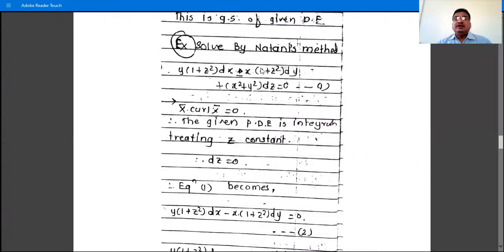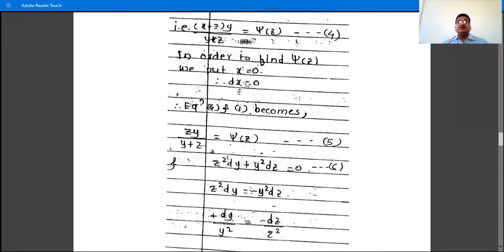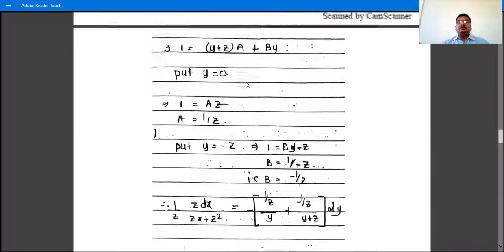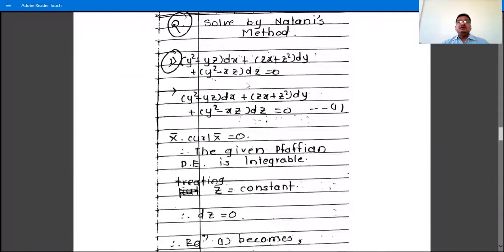Next example on Nutani's method. Solve by Nutani's method: y(1 + z²) dx − x(1 + z²) dy + (x² + y²) dz = 0. This one is not a homogeneous differential equation, unlike the previous example on Nutani's method.